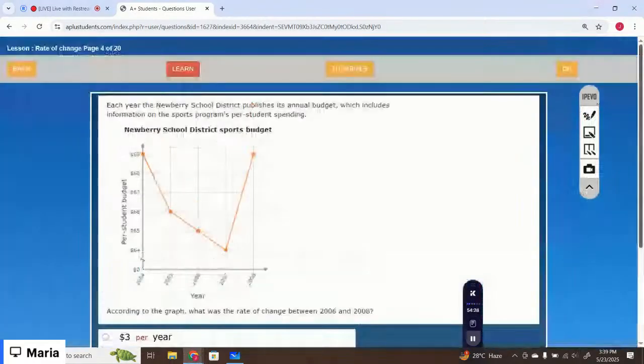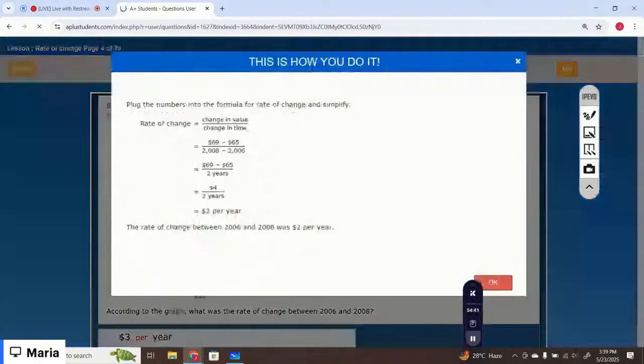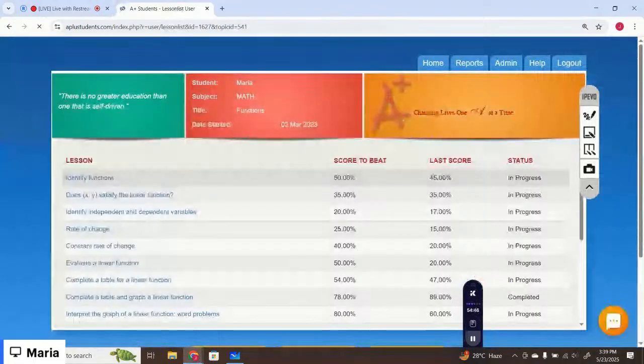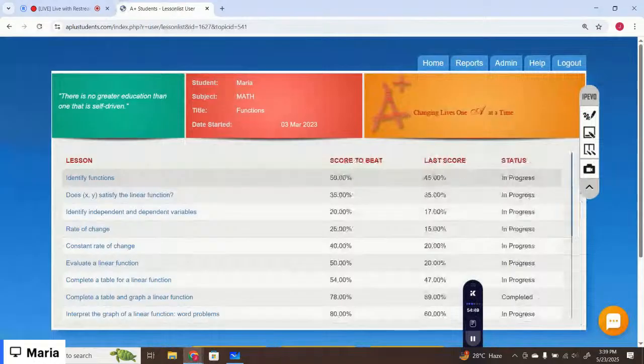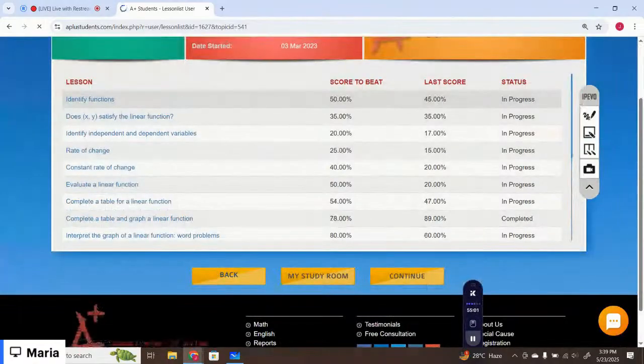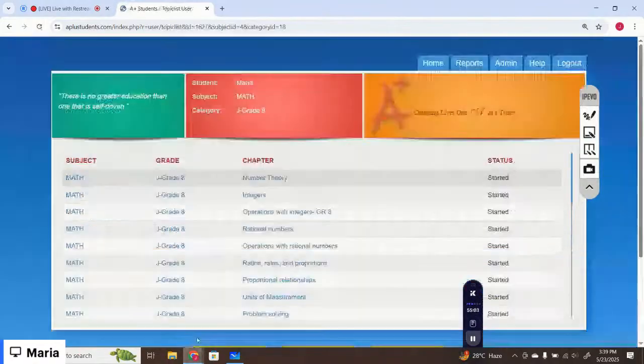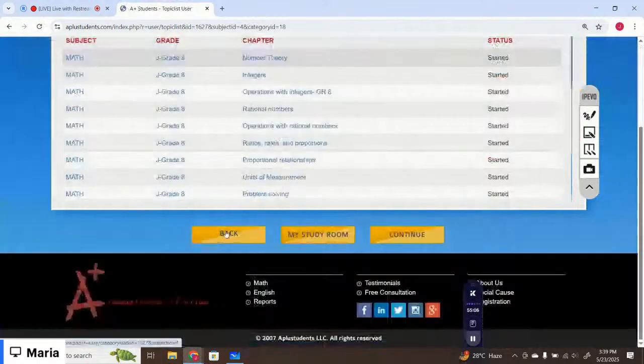Okay, you can complete the lesson by yourself later today. So we were working on grade 8 math. The chapter we were working on is functions. The lessons we have covered in functions are: does x, y satisfy the function, identify independent and dependent variables, and rate of change. So please make sure that by the next session you complete only the practice questions for the lessons. That is your homework until next session.